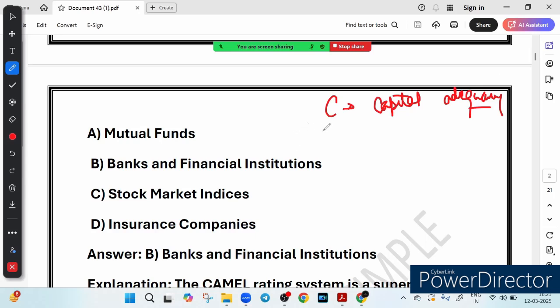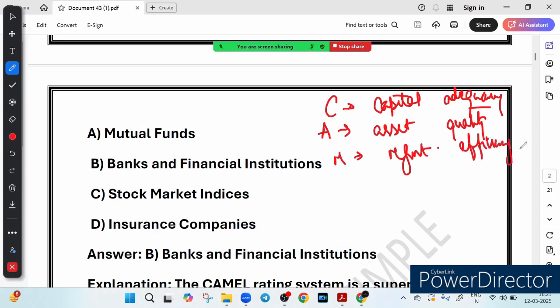What about A? A stands for asset quality. What is the meaning of asset quality? Are the bank loans and investments safe? That is called asset quality. M stands for management efficiency, which means is the bank leadership good? Then E stands for earning. What is the meaning of earning? That is, is the bank profitable? And L stands for liquidity. Liquidity, you know it very well, does the bank have enough cash to meet obligations?